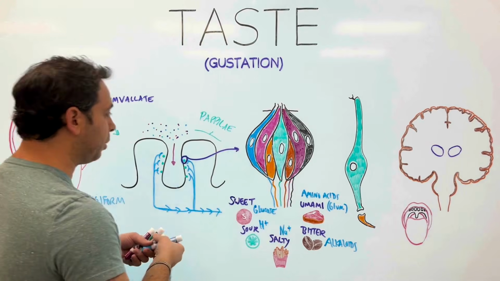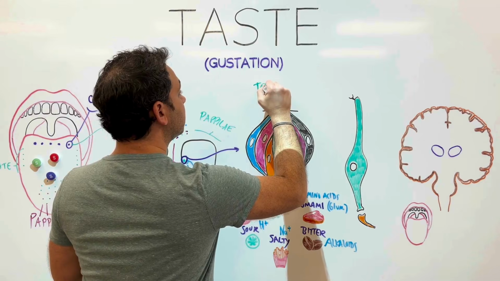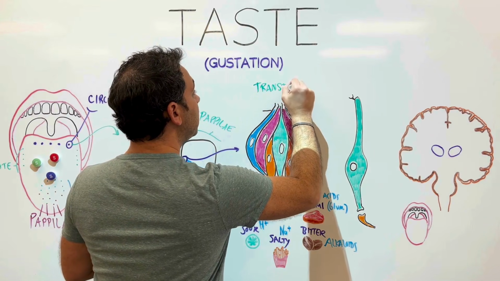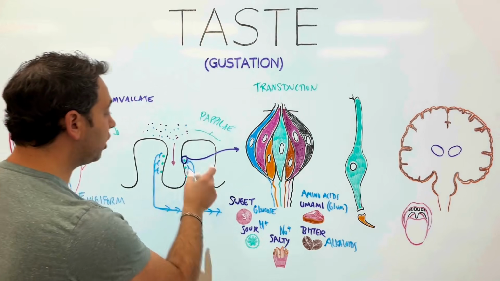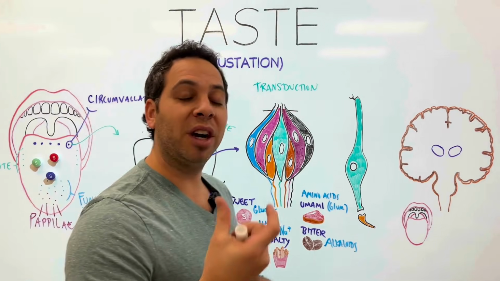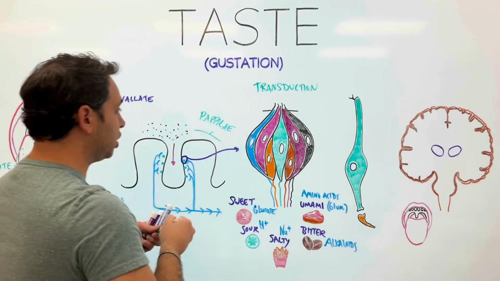Now, what's happening with our taste bud is a really important term. What do we call it? Transduction. What do we know about transduction? This is where we turn one energy into another. So we're going to turn all of these taste chemicals into an electrical signal, because that's what your brain reads. So this is where transduction occurs.